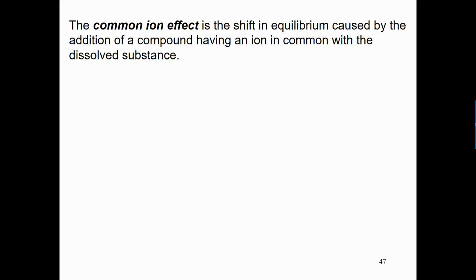So, in an acid-base situation, you have hydroxide ions and you have H plus ions. Well, if I add more H plus, then I'm saying that I'm adding more of that common H plus ion. Okay? Or the OH minus. If I add more OH minus, I'm increasing the concentration of OH minus. That is the common ion effect.